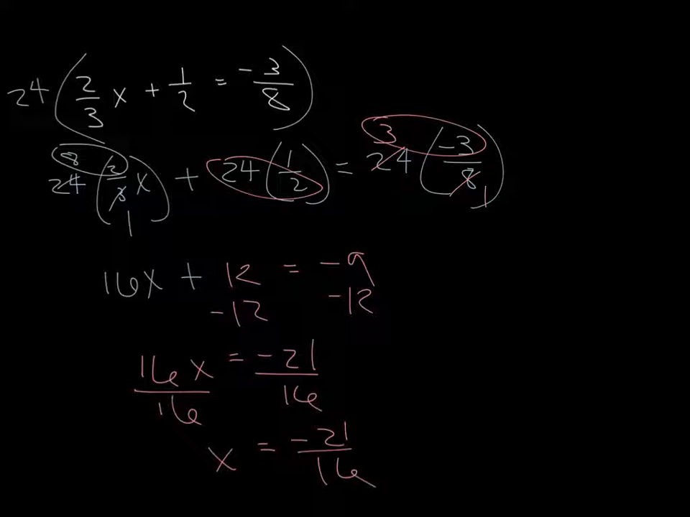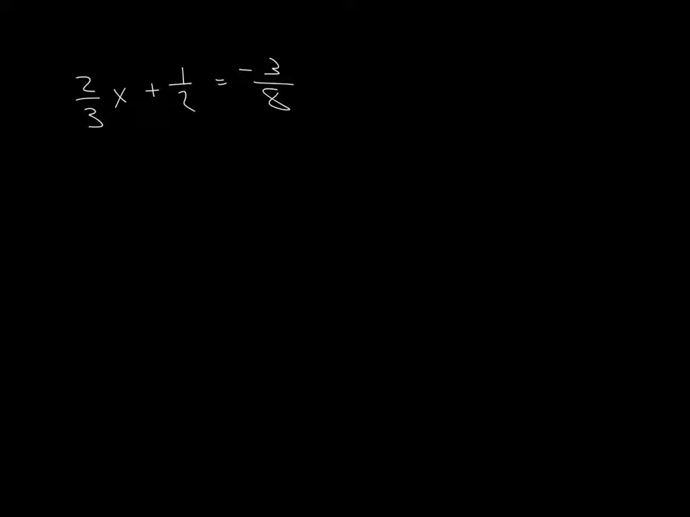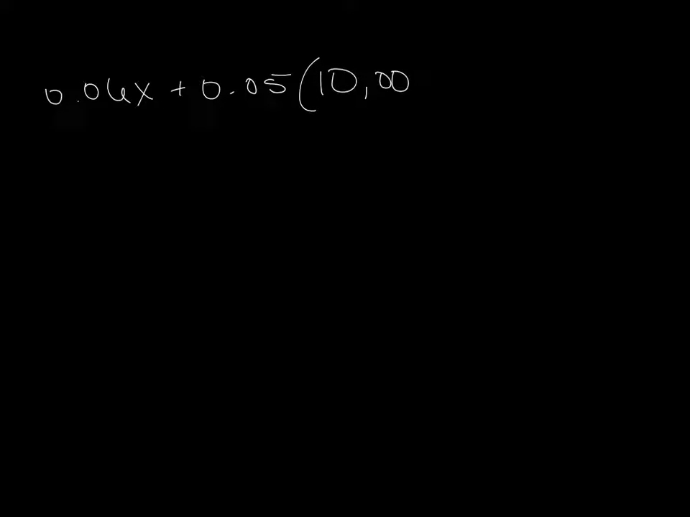Same kind of thing can be done when you're dealing with decimals. So, again, this is review. If we have 0.06x plus 0.05, and we are multiplying that by 10,000 minus x equals 560. Okay, so what we've got here is a bunch of decimals.